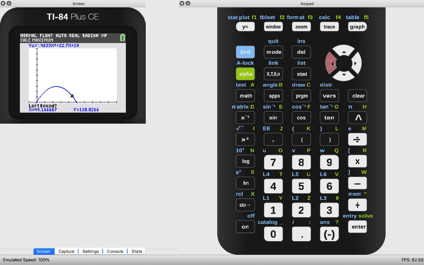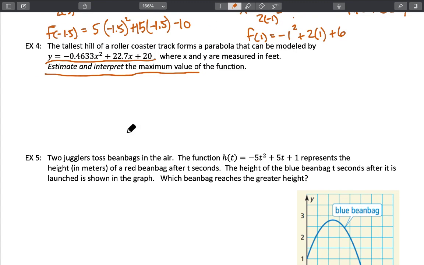Your calculator is going to prompt you for 3 things. It's going to ask you for the left bound. So you're going to need to move your cursor to the left of that maximum point and press enter. Then it's going to ask you for a right bound. So move your cursor to the right of that maximum point and press enter. And then finally a guess, so just put it somewhere close and press enter. Here you can see that the maximum looks like it's about 24.5 and then 298. So 24.5, 298 is our maximum point.